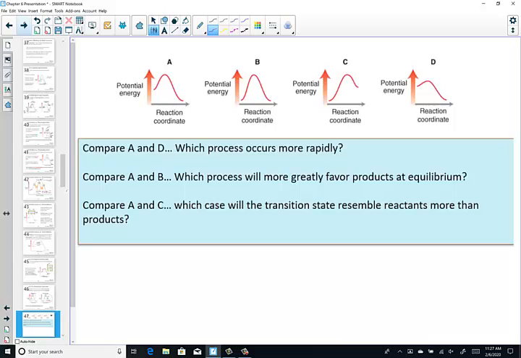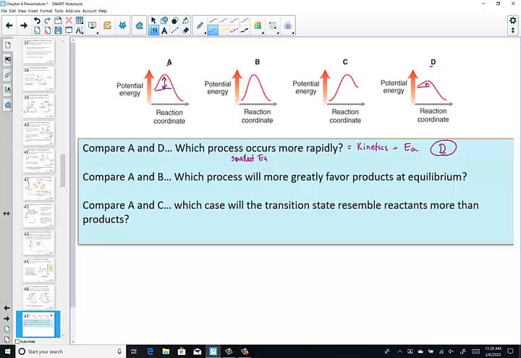Well, let's talk. Let's compare A with D. Which process occurs more rapidly? Now, I want you to think about kinetics when you're talking about how rapid a reaction occurs, and that's a measure of the activation energy. So really what you're asking yourself, which process occurs more rapidly? Which has the smallest activation energy? That's really all it's asking us. In energy diagram A versus energy diagram D, D has lower activation energy, so D is going to occur faster.